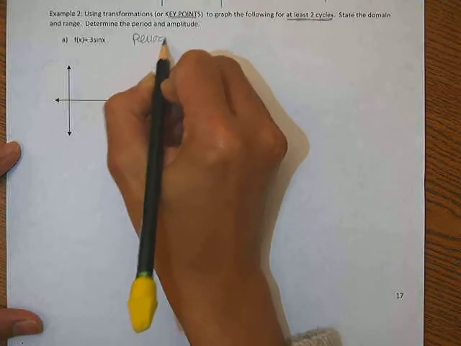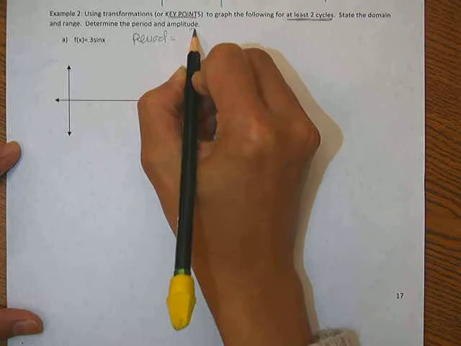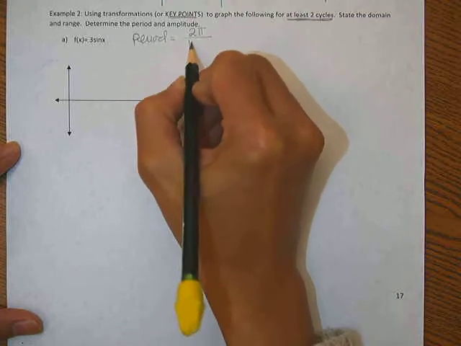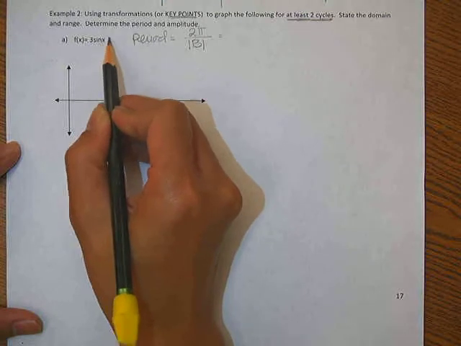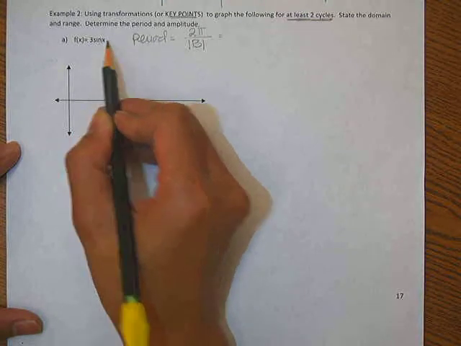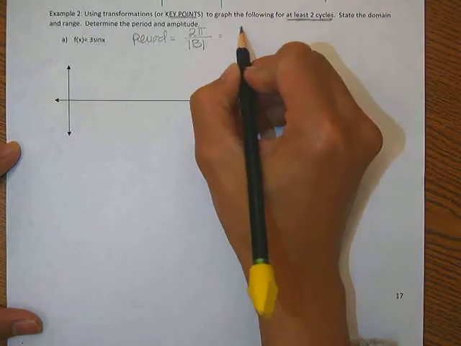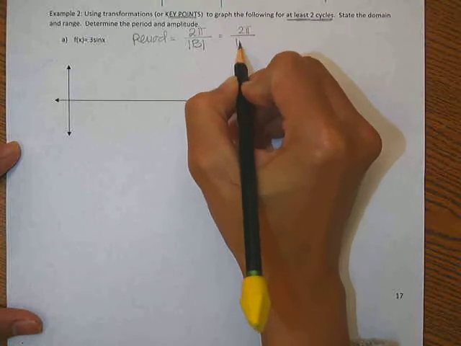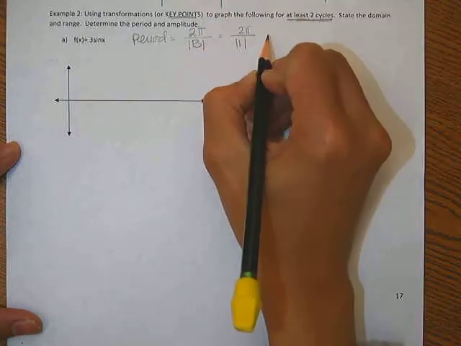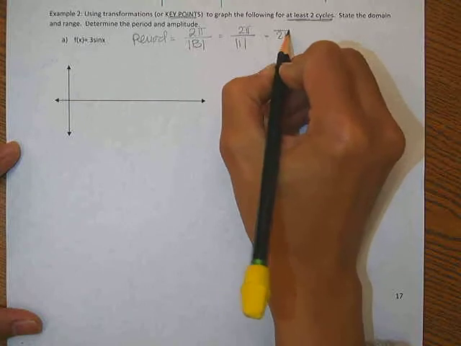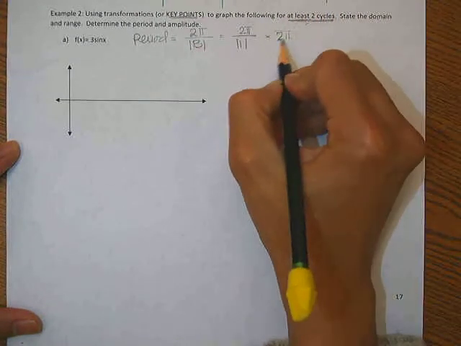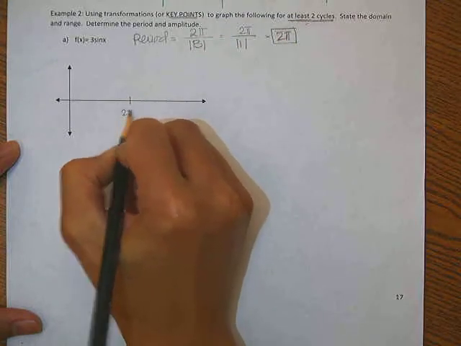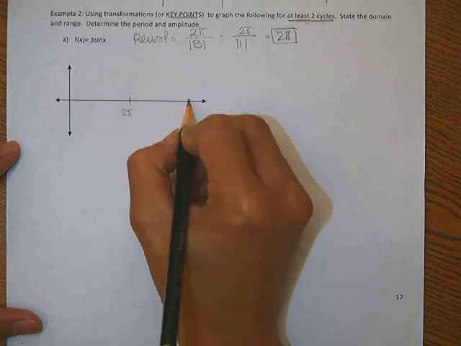Period equals 2 pi divided by absolute value of b. Well, this is 3 times sine of 1x. There's a 1 in front of x, so there's really no horizontal changes. So it's going to be 2 pi divided by absolute value of 1, because there's a 1 in front of x. So this is going to be a period of 2 pi. That means it's going to repeat every 2 pi horizontal distance.